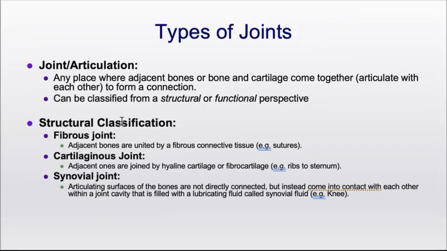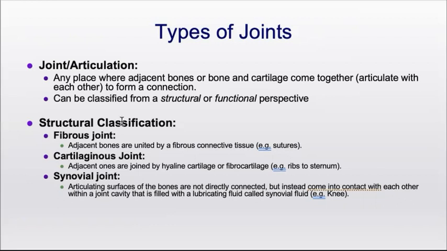Cartilaginous joints are actually connected through hyaline cartilage or fibrocartilage. Examples would be where the ribs come around and meet the sternum. That's the costochondral cartilage. That's a great example of a cartilaginous joint.